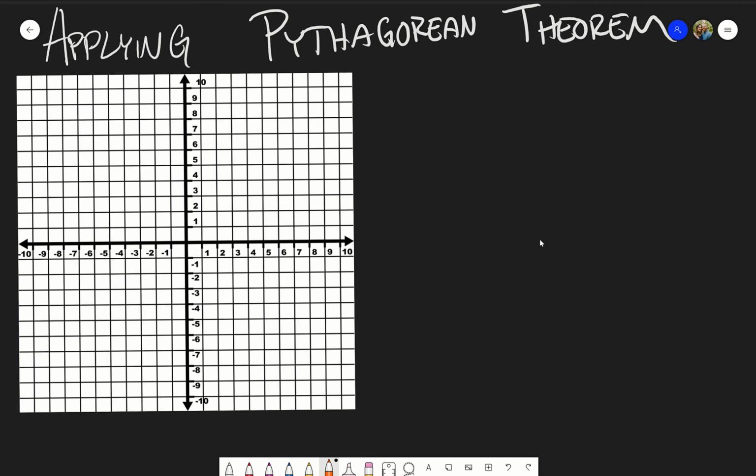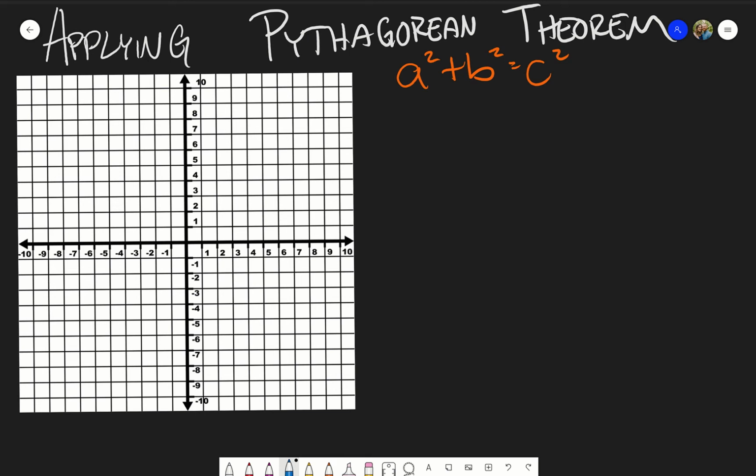All right, so we are talking about the Pythagorean theorem and how to apply it to more than just when you're given a right triangle. So when you have the Pythagorean theorem, we know the Pythagorean theorem is a squared plus b squared equals c squared. Yes, we know that. We understand the Pythagorean theorem. It can be more than just for a right triangle.